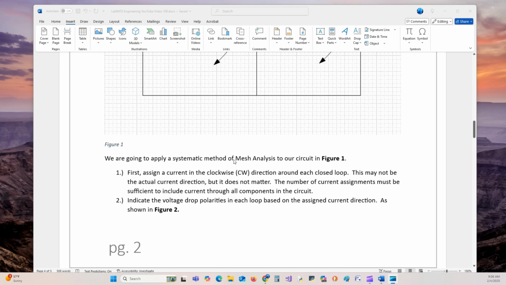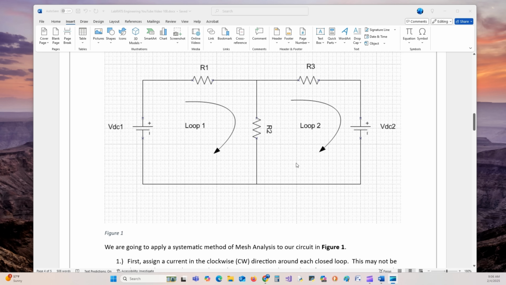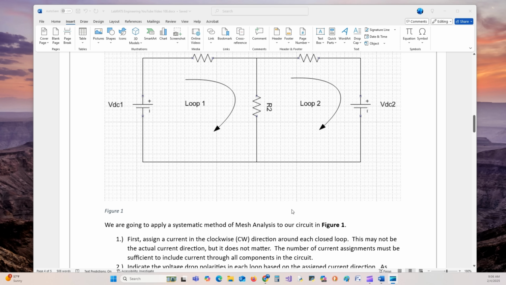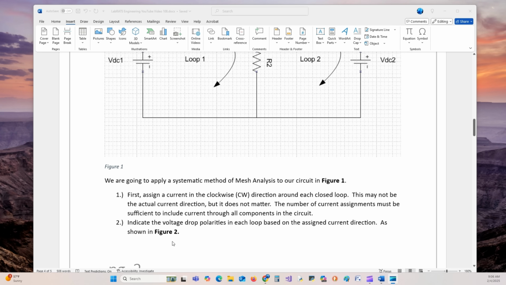Here, we're going to apply a systematic method of mesh analysis to our circuit. First thing we do is draw the currents clockwise, like this. That indicates which way the current is going, but it doesn't have to be the actual current direction. The number of current assignments must be sufficient to include current through all the components in the circuit.